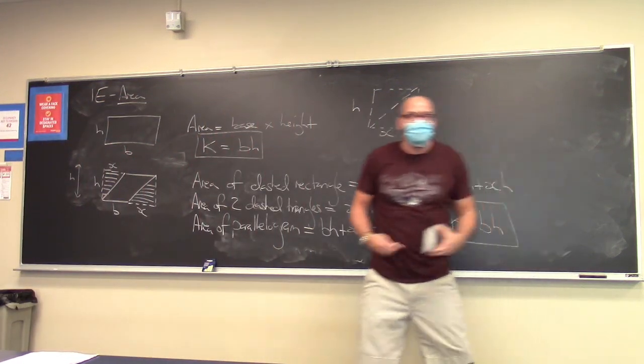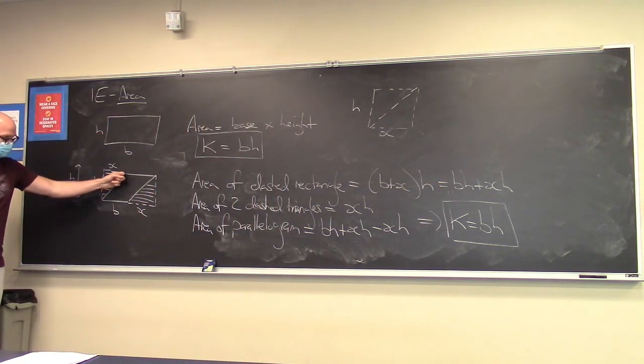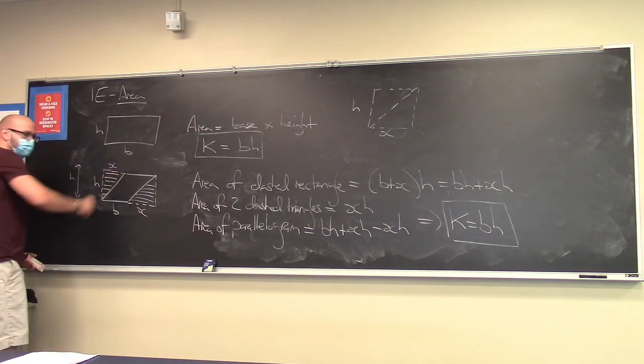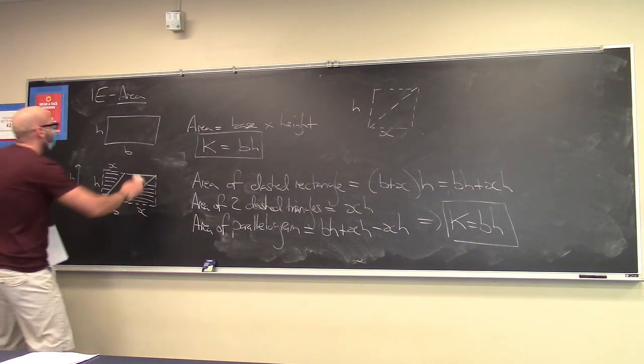But notice the height isn't a side length, right? It's not a side length like it was for rectangles. It's sort of this altitude drawn from one of these vertices. Any questions? All right.